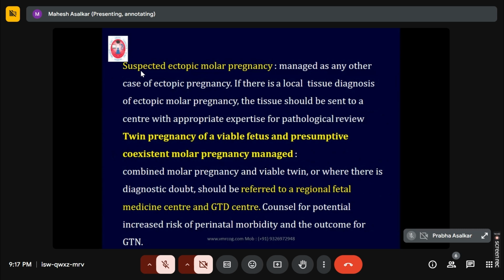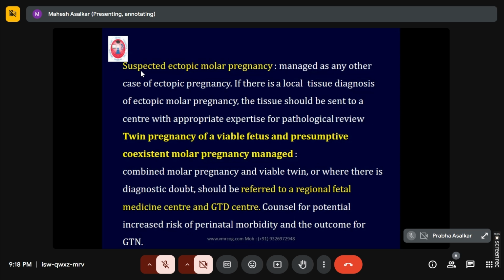Now, coming to the suspected ectopic molar pregnancy. Now you have an ectopic pregnancy and you are suspecting that this ectopic pregnancy is a molar pregnancy. Then what is the recommended treatment? If there is a local tissue diagnosis of ectopic molar pregnancy, the tissue should be sent to a center with appropriate expertise for pathological review. So you have to send the specimen again for pathological review to the respective center.